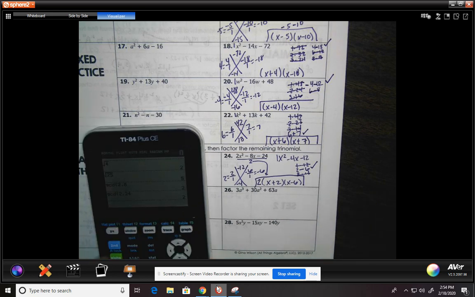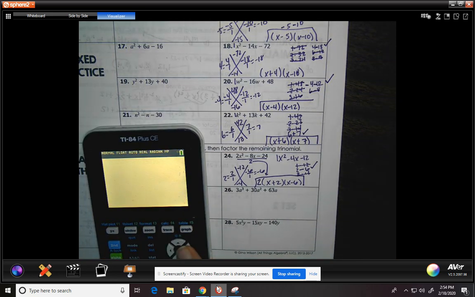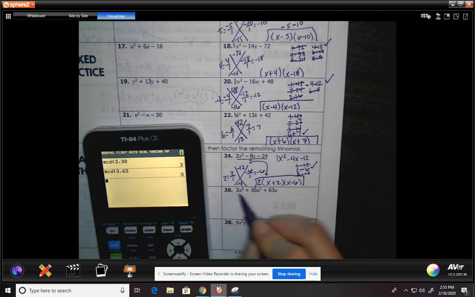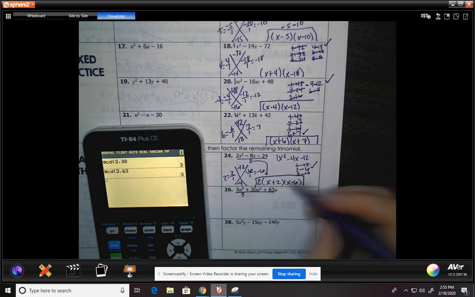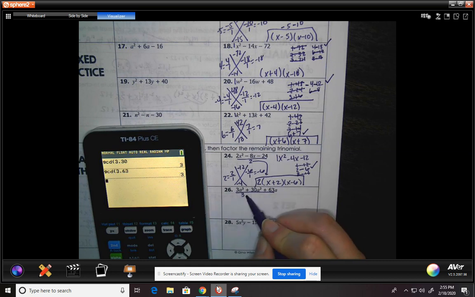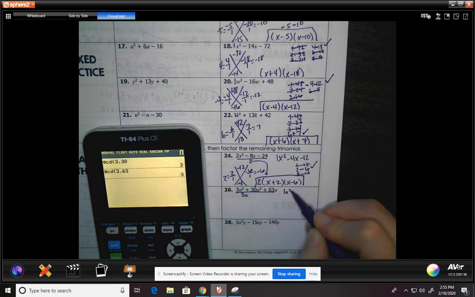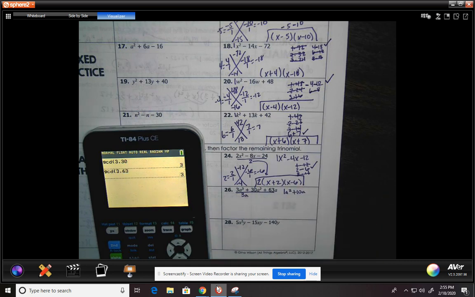Okay, so for 26, again, if you need to see GCFs, we're going to go math number 9. We're going to put 3 comma 30, and that gives me 3. Math number 9, we're going to put the answer comma 63, and that gives me 3 still. So the biggest I can divide out is 3. Before I divide by 3, they all have A's, so we take that smallest A also. So 3 divided by 3 is 1. 3 minus 1 is a squared. 30 divided by 3 is 10. 2 minus 1 is a. 63 divided by 3 would be 21, and 1 minus 1 cancels.